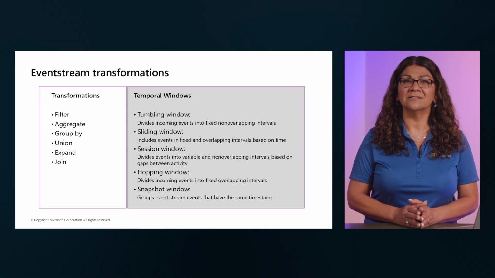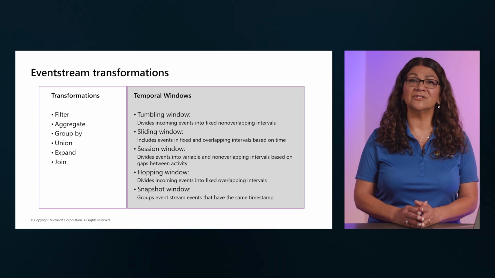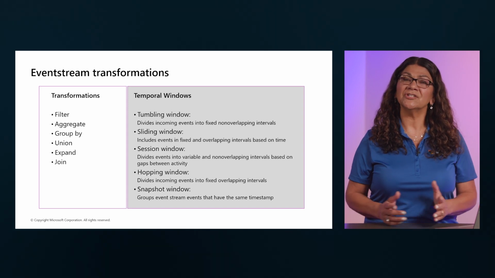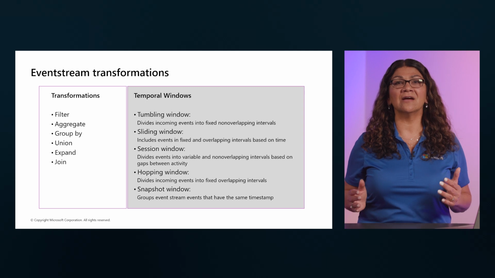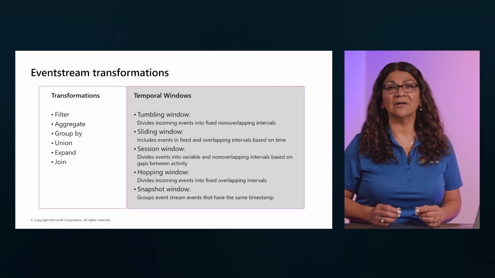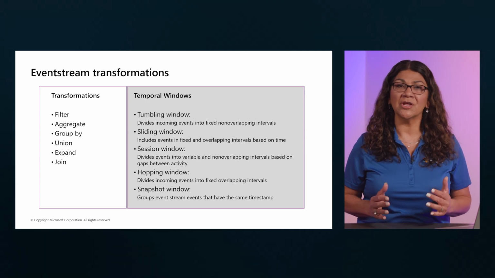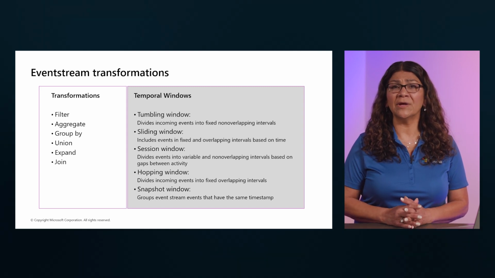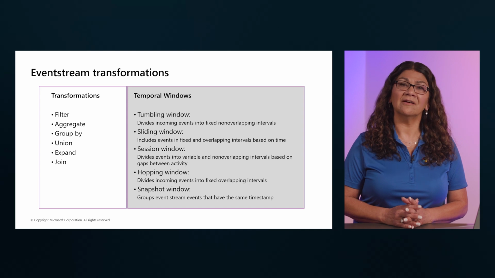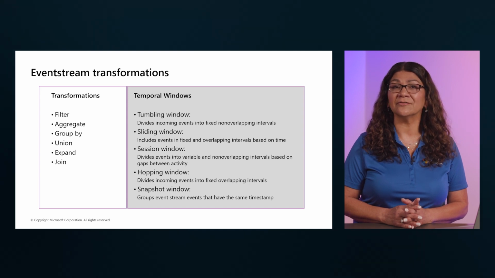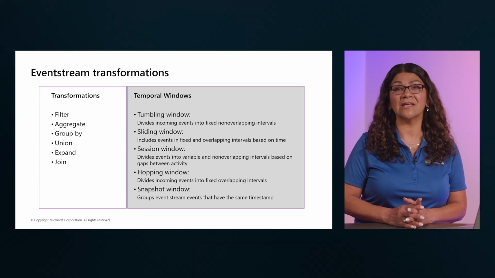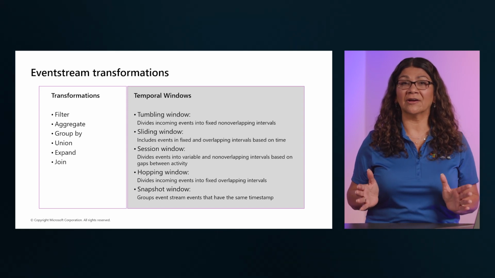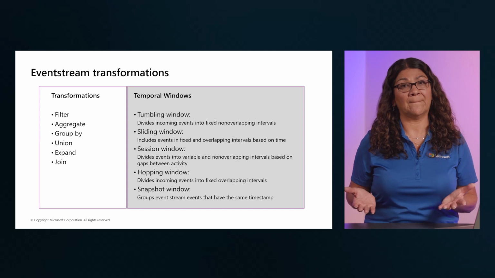Tumbling windows divide incoming events into fixed, non-overlapping intervals. Imagine you want to aggregate data every hour. Each hour is a distinct interval with no overlap. For example, if you have a tumbling window of 5 minutes, events are grouped into distinct 5-minute intervals without any overlap. Maybe we need to calculate or aggregate sales data every hour.